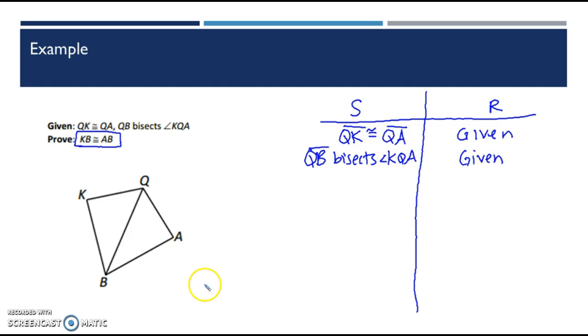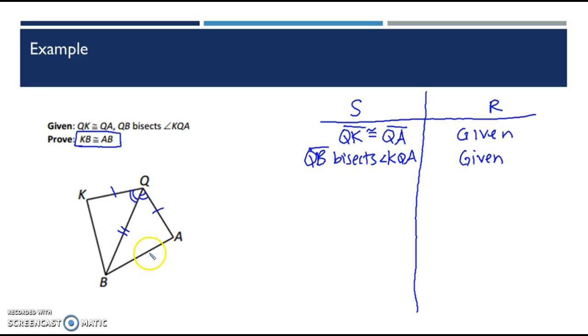So if I come back to my picture and I label those, QK congruent to QA, put a dash on both of those. For something to bisect, it means it's cutting it in half. So it's taking this angle KQA and dividing it into two congruent halves. So that means that KQB has to be congruent to BQA. Alright, so I took this big angle at Q and I divided it into two. And I want to prove that these triangles are congruent. So there's one other part that I can label, and that's the reflexive property right down the middle.